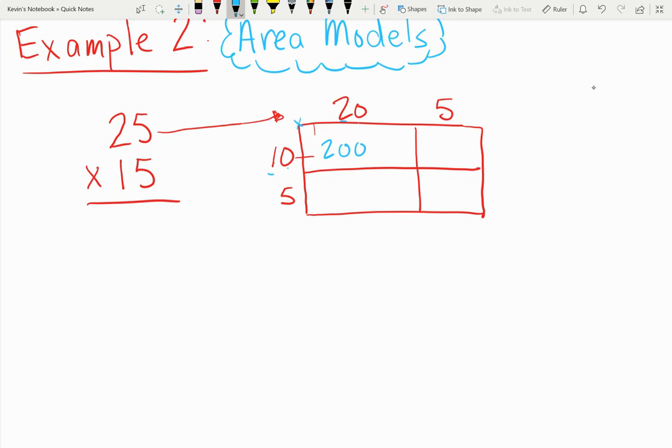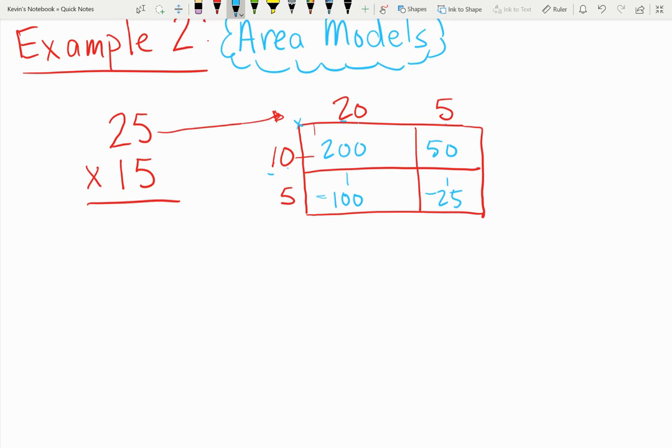Then we're going to multiply 10 times 5. So we know that's 50. And down here we go, 5 times 20. So 5 times 20 is going to be, if you go up here, 100. And then we're going to finish our last quadrant of our area model, 5 times 5. 5 times 5 is 25.